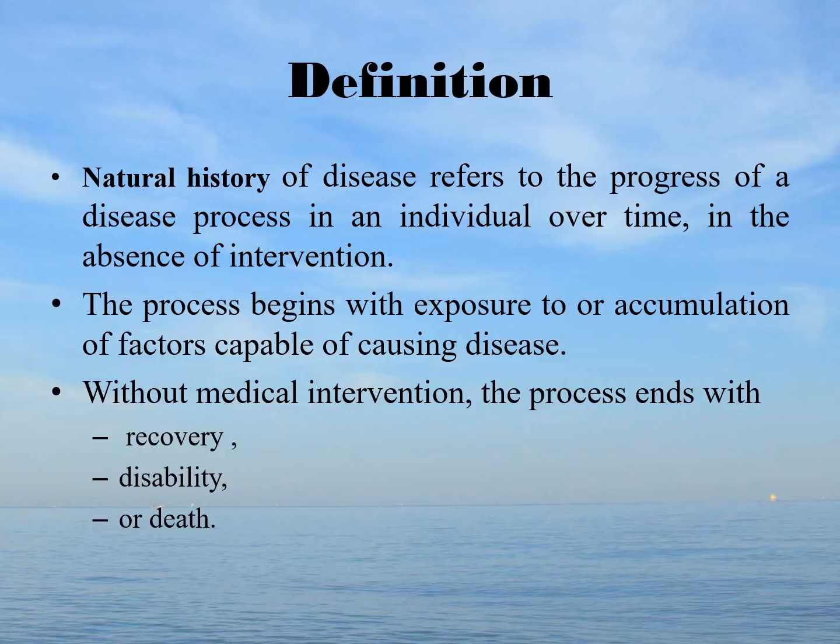To define, natural history of disease refers to the progress of a disease process in an individual over time in the absence of intervention. The process begins with exposure or accumulation of factors that would be capable of causing disease. And without medical intervention, we would have three outcomes. It could either end in recovery, disability, or death.